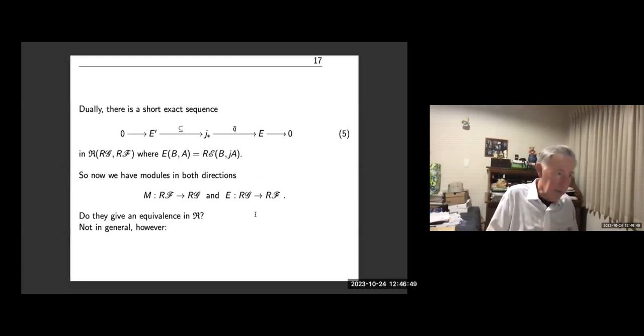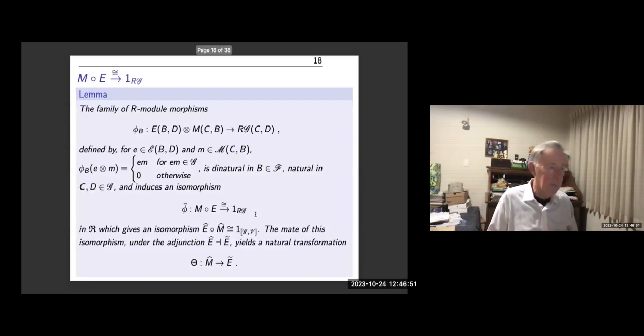Right. However, it comes close. What's actually true is that M composed with E is isomorphic to the identity. Now, the identity module is the Hom module. So the identity module of a V-category is the Hom module. The innate lemma tells you that that's going to work.